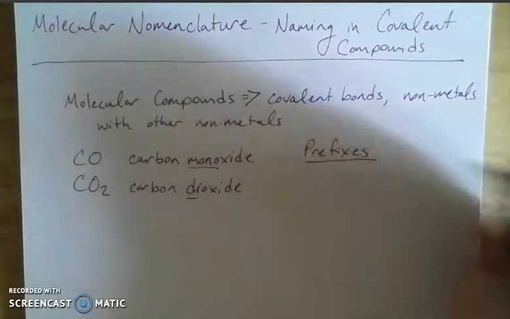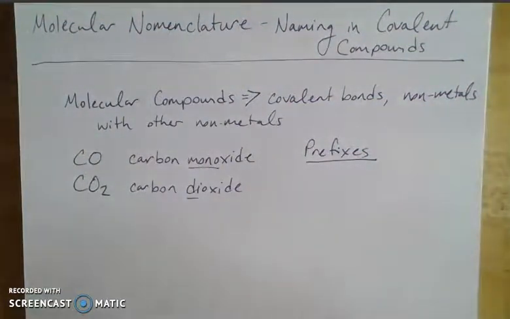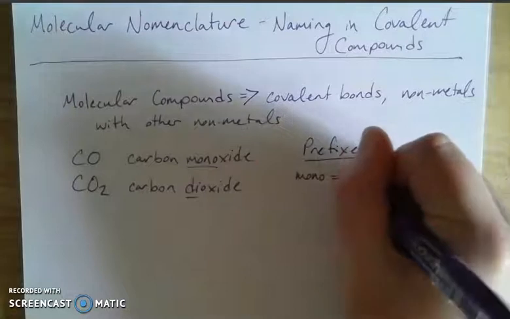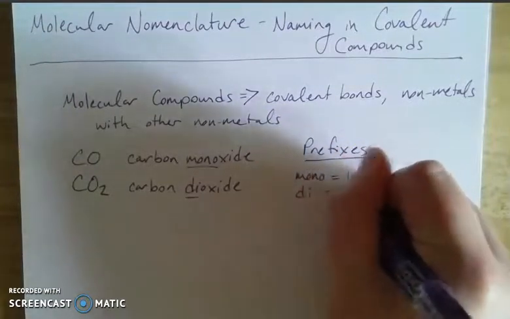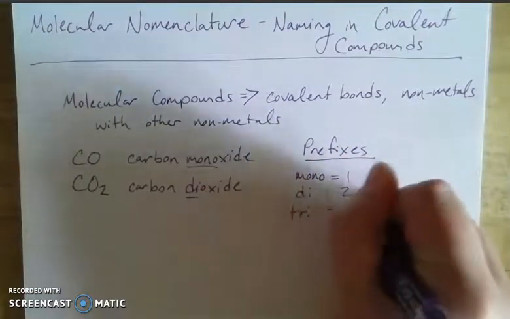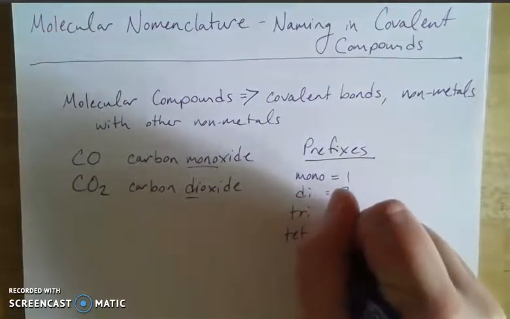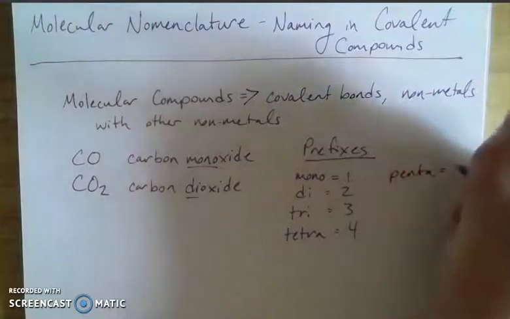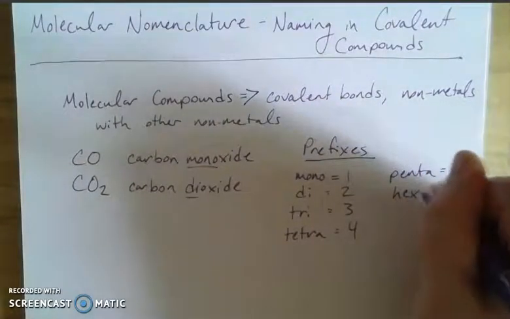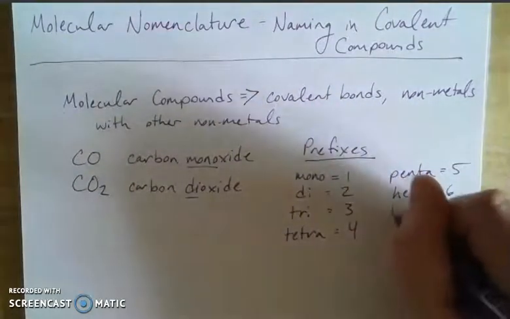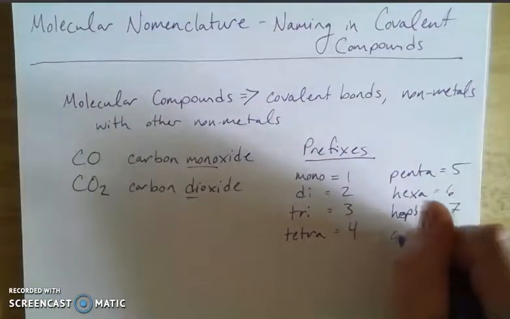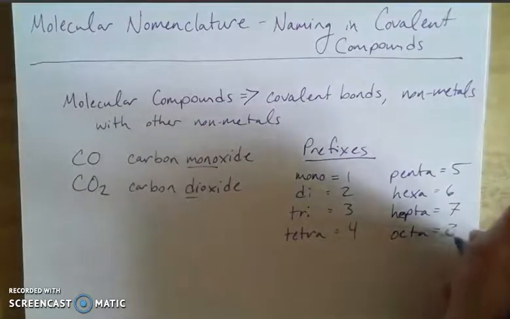Depending on the level of chemistry that you're studying, you might need to know different numbers. I'm going to give you the first 8. Those are the ones I like my students to know. So mono is 1, di is 2, tri is 3, tetra, like tetrapod, is 4, penta is 5, hexa is 6, hepta is 7, and octa is 8.